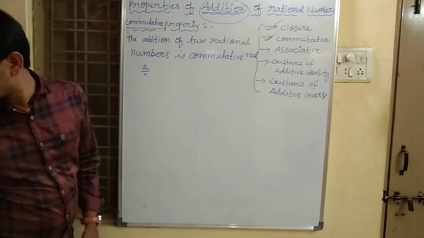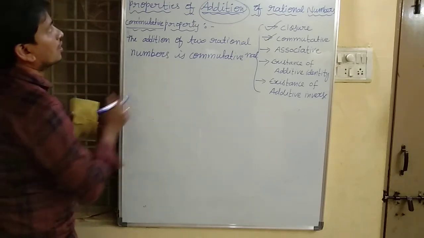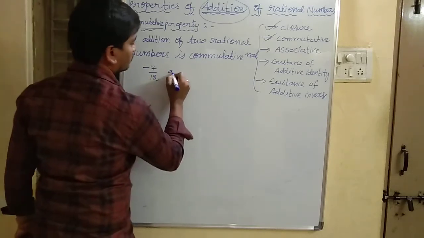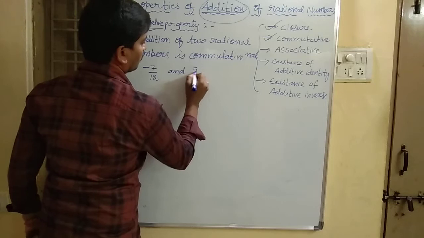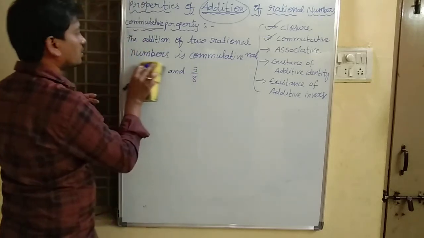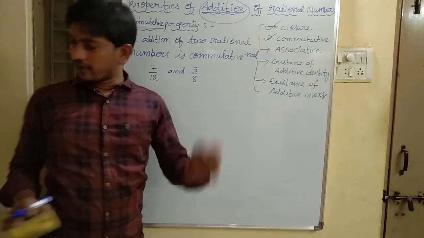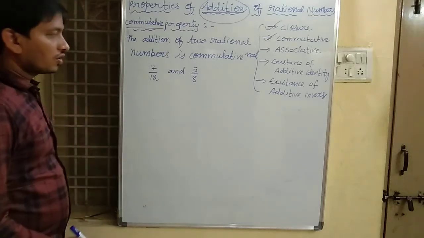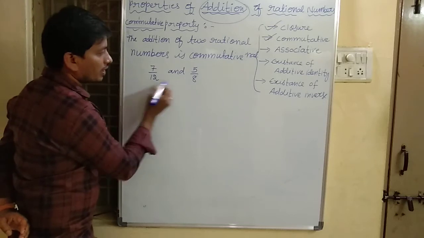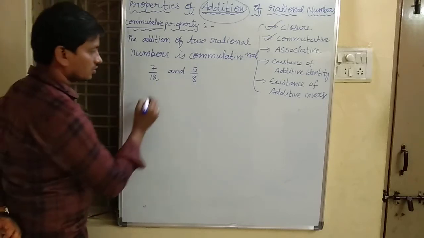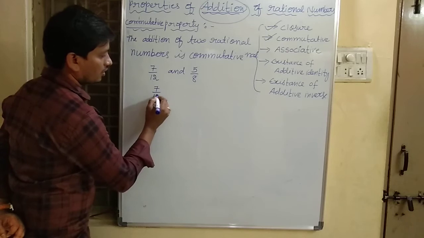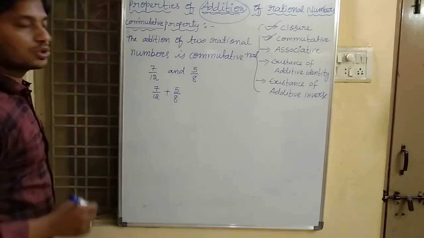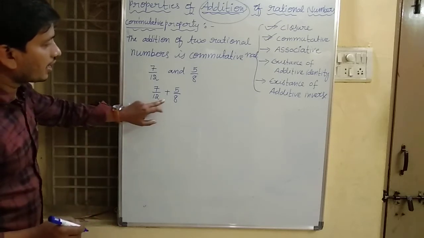Okay, suppose let me take two rational numbers, 7 by 12 and 5 by 8. Now what you do? First you add 7 by 12 and 5 by 8. Add these two rational numbers, 7 by 12 and 5 by 8.